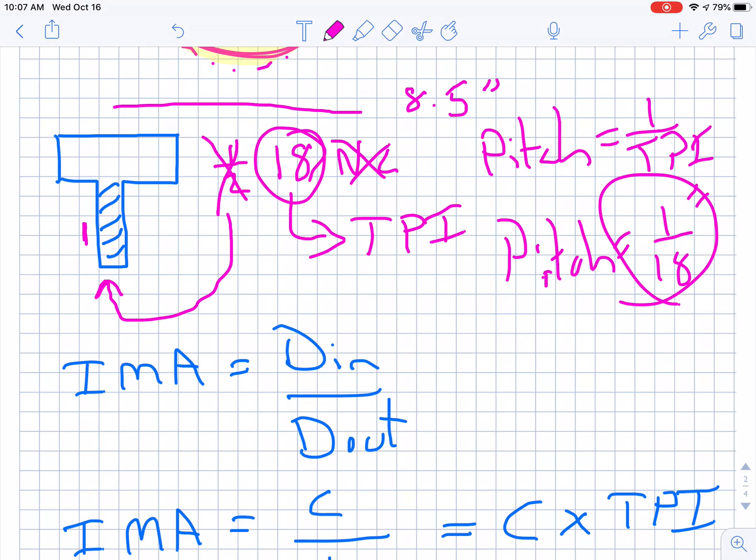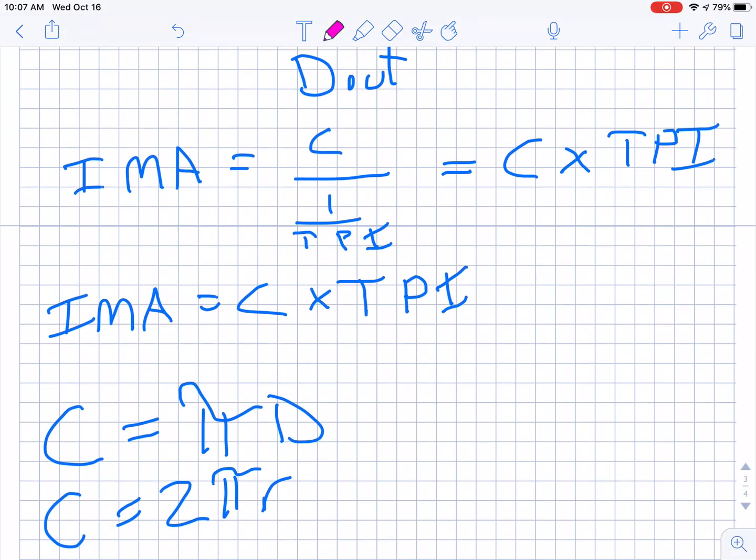So our equation is circumference divided by 1 over TPI. Now there's a way easier way to think about this. Dividing by a fraction, which is what we're doing, is the same as multiplying by the reciprocal. What's a reciprocal? Reciprocal is the opposite of that fraction. So instead of 1 over TPI, TPI over 1. Well, that's just TPI. 2 over 1 is the same as 2. TPI over 1 is the same as TPI. So our equation is circumference times TPI. It is really, really that simple, okay?